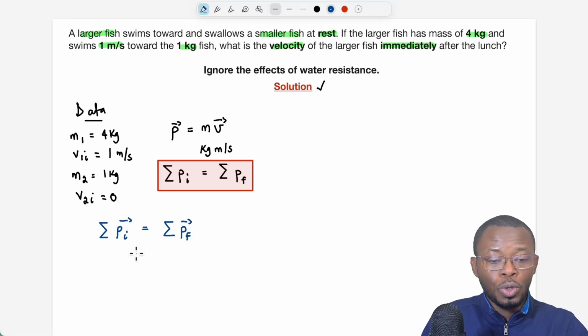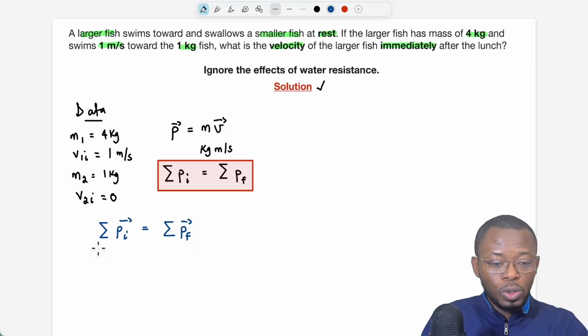So we can write for each of these fish the momentum before the swallowing, or before the interaction, and in the same sense, after the interaction, they stick together and now become a unit. Immediately after the swallow, the larger fish is going to have a particular speed, which is common to the swallowed fish as well.